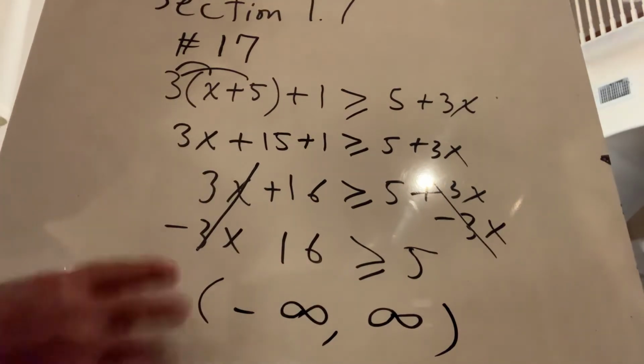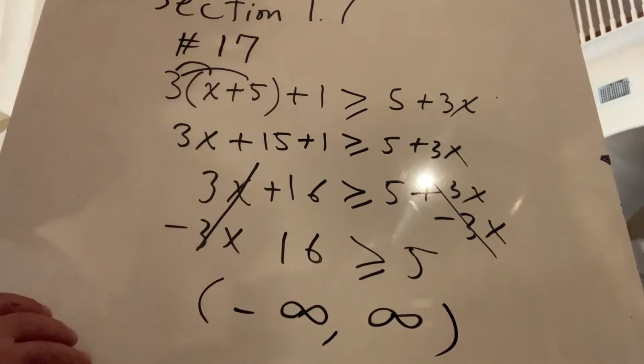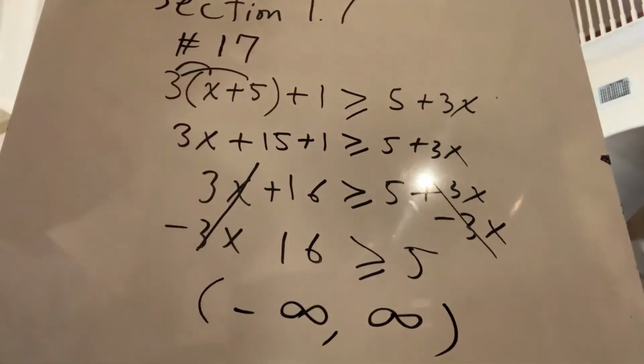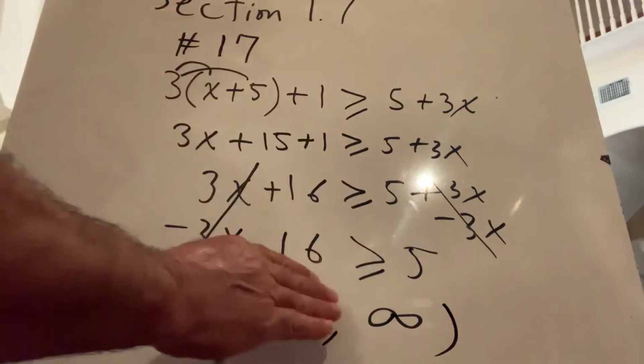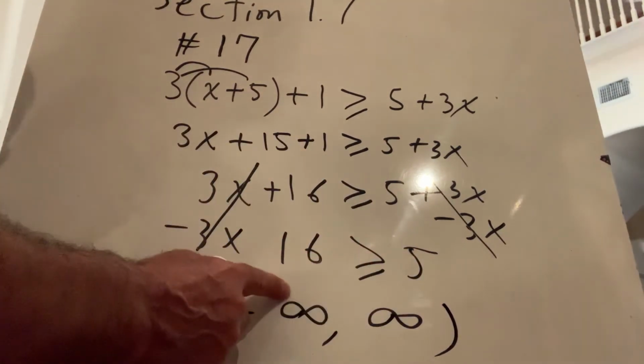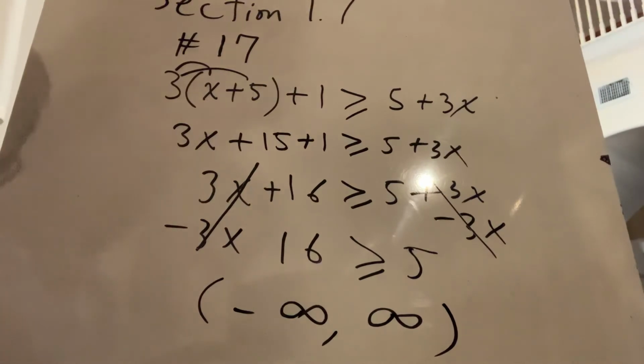So this is done. I'm just going to make a quick comment. If you would have started with a less than or equal to here instead of greater than or equal to, which I'm sure you may have in a homework like that, everything will be the same, except down here, it will become 16 less than or equal to 5. In that case, that will be false, and then you say no solution. So that's the other extreme, okay?